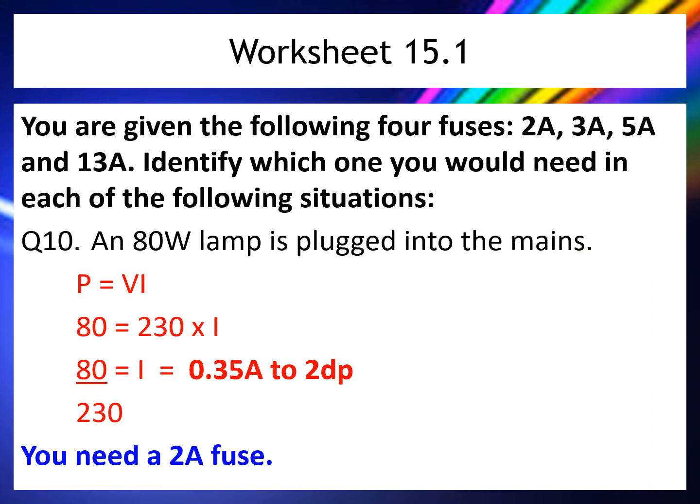13. So here's the last question of this kind then. We've got an 80 watt lamp. Again, it's plugged into the mains. So again, we're choosing 230 volts to put into our equation. P equals VI, numbers go in underneath. 80 equals 230 times I. We rearrange that to get 0.35 amps to 2 decimal places. So from our list up here, we would choose a 2 amp fuse. You can sometimes buy 1 amp fuses, but if the exam question is only offering you 2 amps, you choose that one.